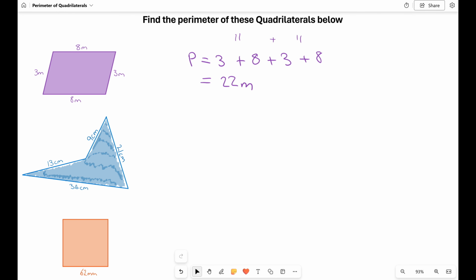Not meters squared like last week, because we haven't times any units together. We didn't do 3 times 8. We did 3 add 8.